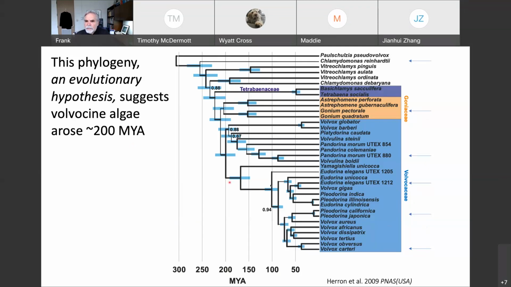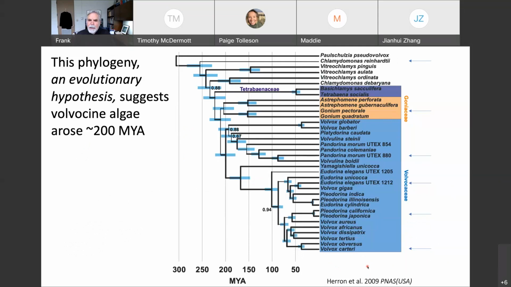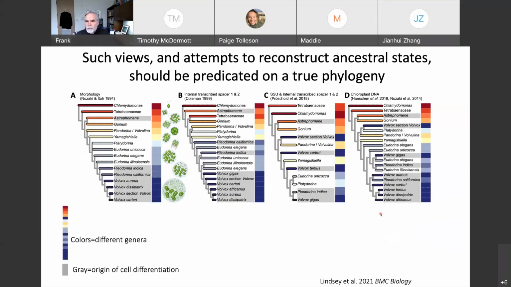This phylogeny, which is a solid one, albeit with few genes and few sequences within them, invites a progressive view of the evolution of complex life. So here's this paper by Jim Umen a couple of years ago, where he takes those species in the arrow that I just showed you and maps them onto this 12-step program, but now with a time axis on the bottom. And here's Chlamy, current day Chlamy, and here's current Volvox carteri, going from unicellular to colonial multicellular.